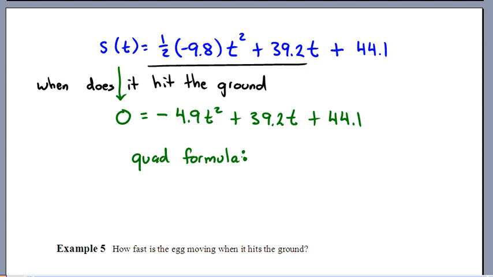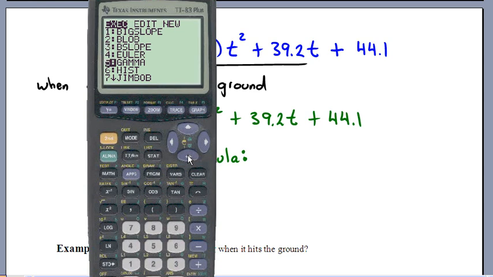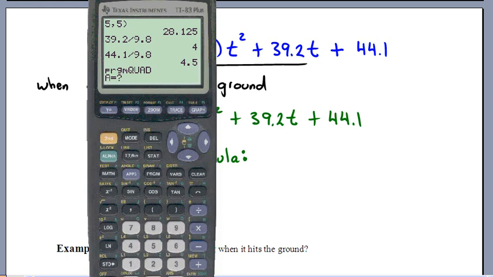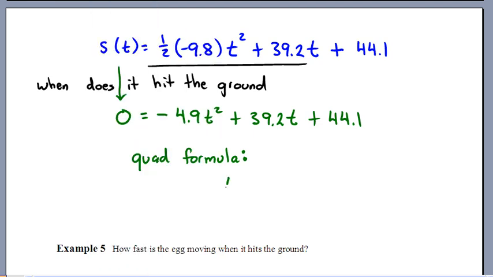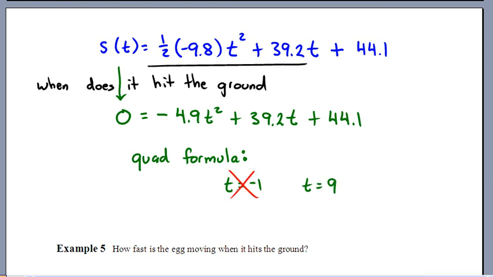Okay, so if I try this with the quadratic formula, I'm just going to put those numbers in. For A, I've got negative 4.9. For B, 39.2. And then for C, 44.1. And I get two answers, negative 1 and 9. The negative 1 doesn't make any sense. That would be in the past. So it makes sense mathematically, but it doesn't make sense with our physics story. So I would say, all right, it's going to take 9 seconds.